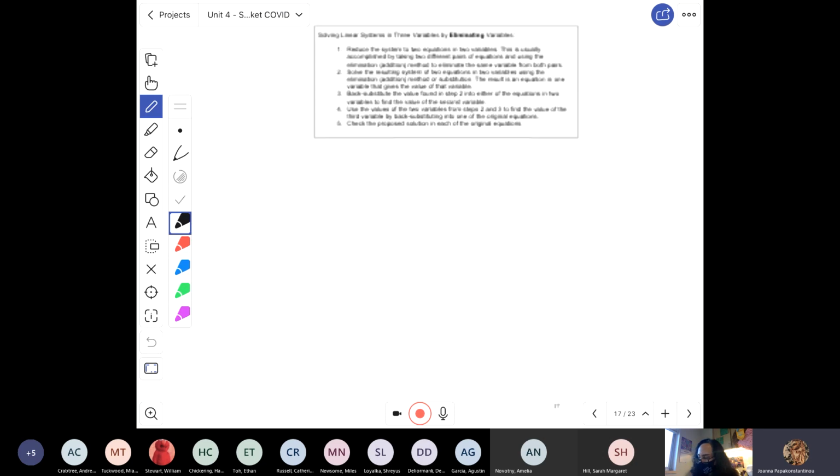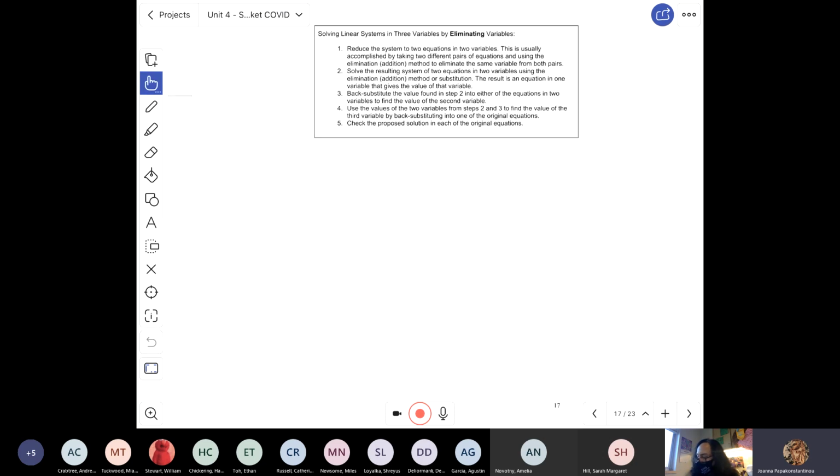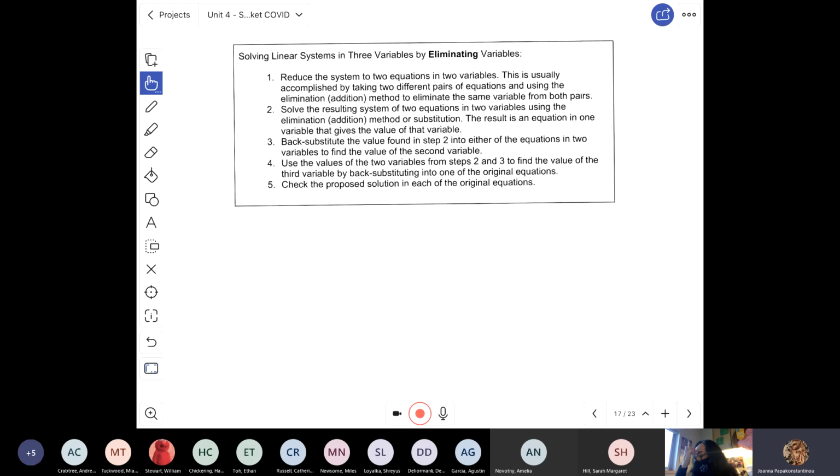Okay, let's talk about how to algebraically solve these. There's a process. It looks intimidating, but if you can reduce the system to 2 equations and 2 variables, then you know how to solve it. That's what we've been doing. So I'm going to reduce the system of 3 equations and 3 unknowns by eliminating one of the variables. Then I'm going to solve the reduced system and substitute those values into previous equations, and then substitute both those values into the original equation.